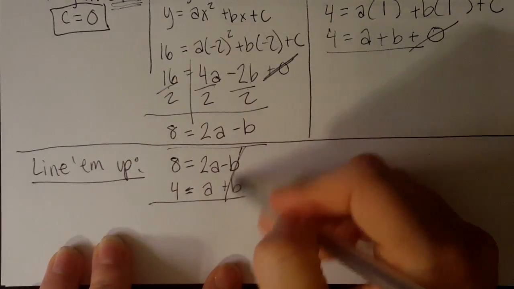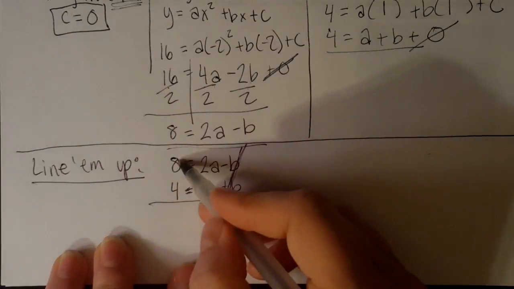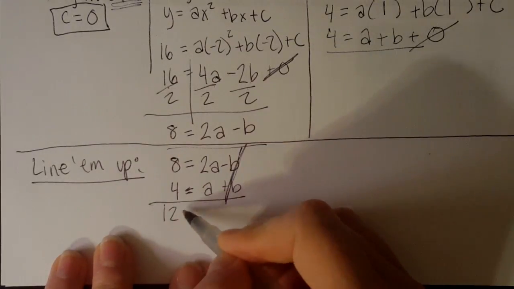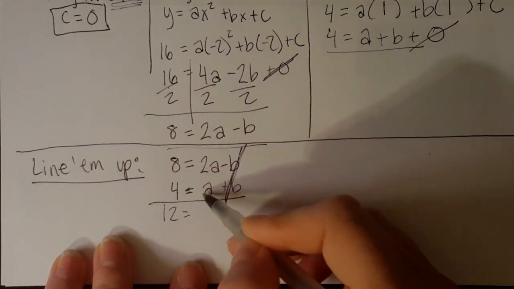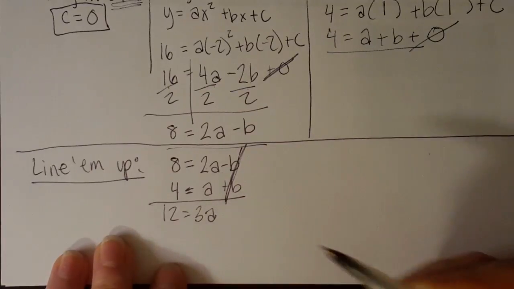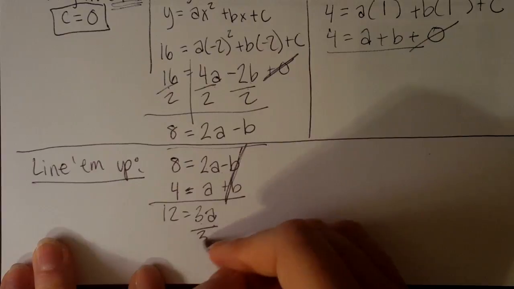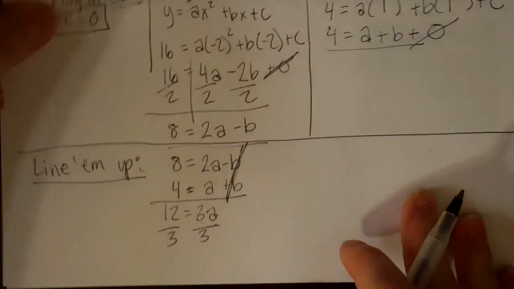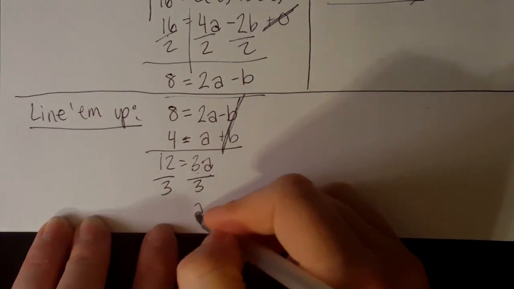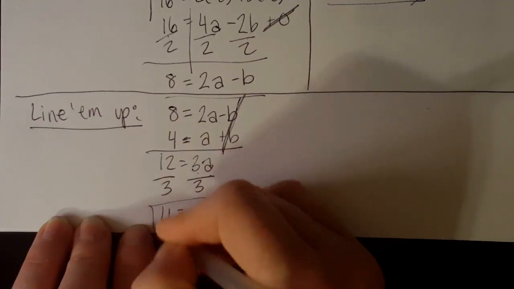Look, my B's cancel out. How nice. And 8 plus 4 is 12. 2A plus 1A is 3A. To solve for A, we have 3 times A, so the inverse of multiplying is dividing by 3 on both sides. So we have A equals 4.